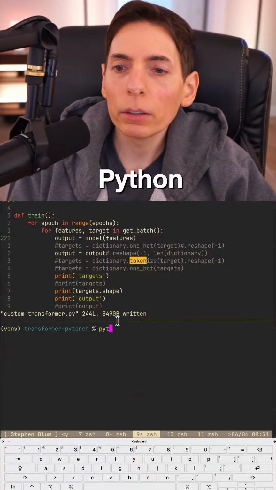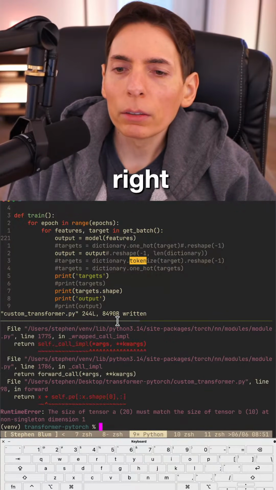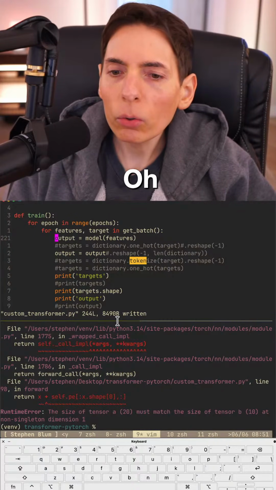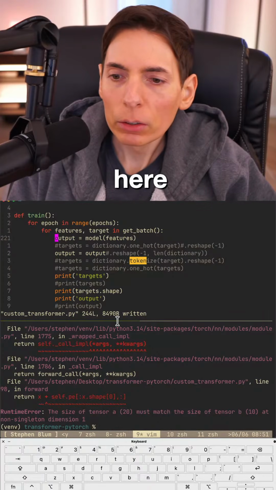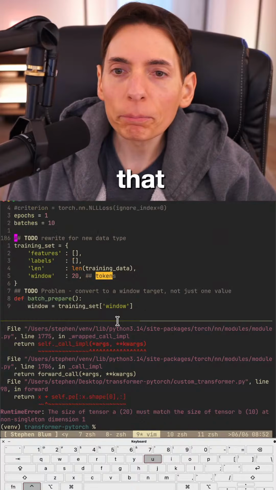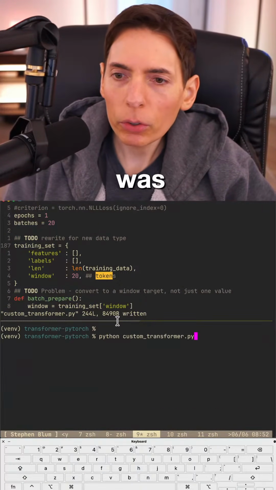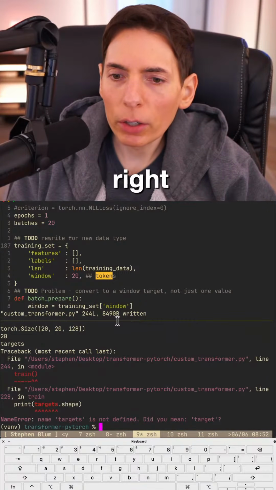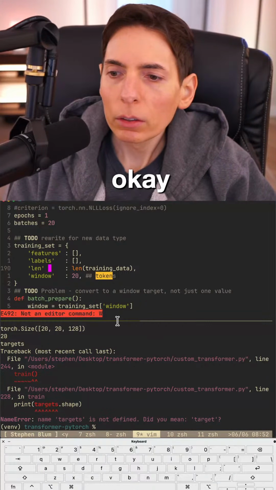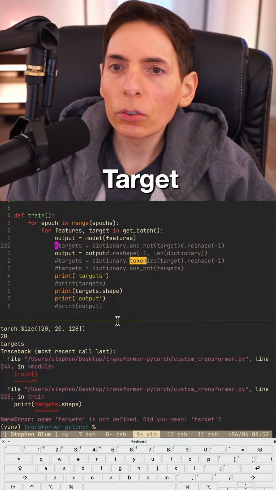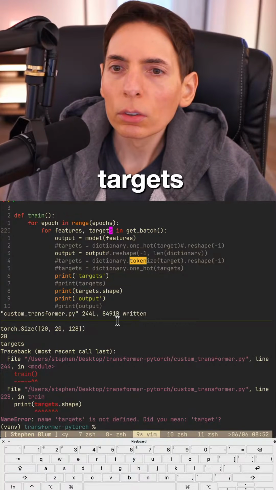All right, Python, custom. Okay. Size of tensor 20 must match. Where's that a problem? Oh, let's see here. Size of tensor 20 must match. So, oh wait, why is that? I remember we had a problem with this yesterday. So is it 20? Is that what the problem was? All right, target shape. Good. Yes. Okay, so that is on line 228. So let's see, targets, features, targets.